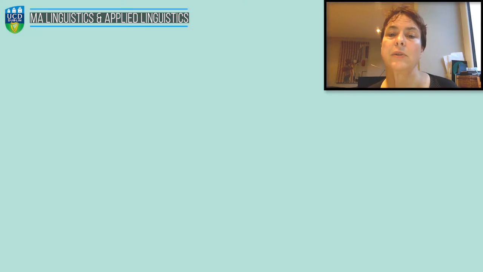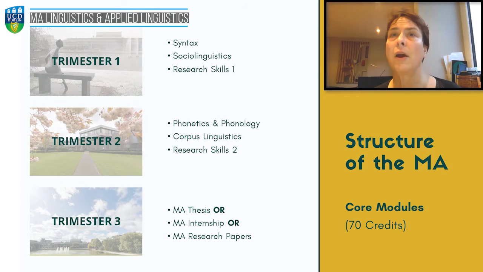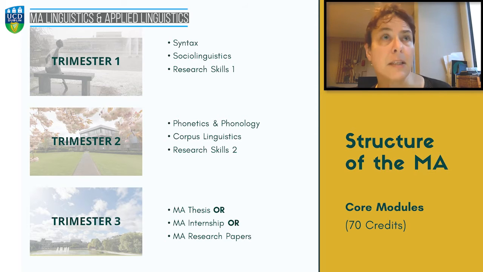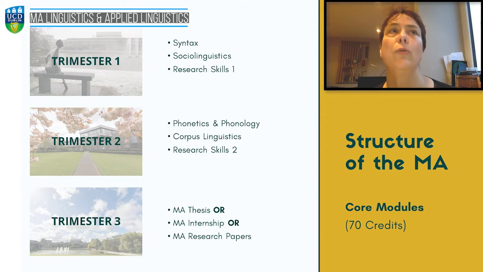Now, what does the MA in Linguistics and Applied Linguistics look like? So in trimester 1, you have 3 core modules: syntax, sociolinguistics, and research skills 1. In the second semester, you have phonetics and phonology, corpus linguistics, and research skills 2. In trimester 3, you do not have taught classes, but you sign up to either an MA thesis module, whereby you write a research thesis, or you can now also sign up for an internship module, whereby you do an internship and then write a report about the internship.